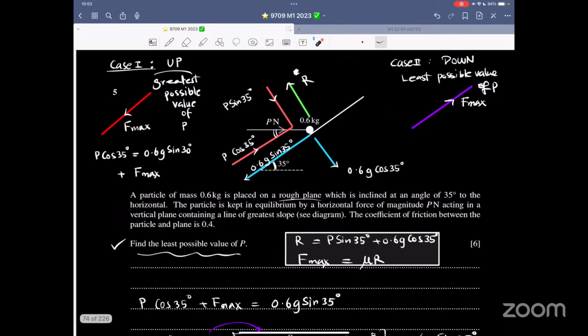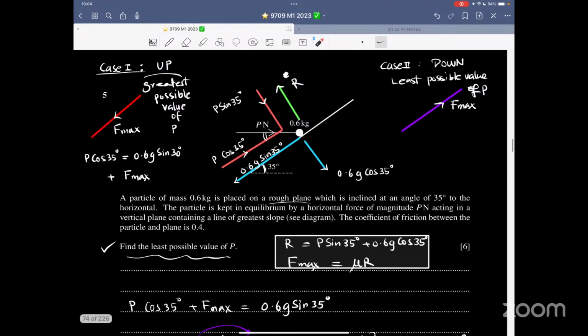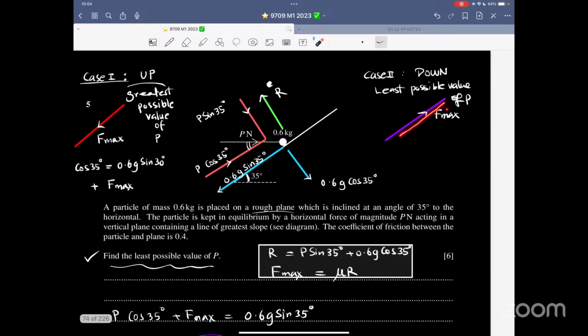Now, if I focus on F max as this one, F max is down. This thing is down. Therefore, P cos 35 is F max plus this. And if I focus on F max up, then P cos 35 plus F max is the weight component downwards. So this will give me the least possible value.